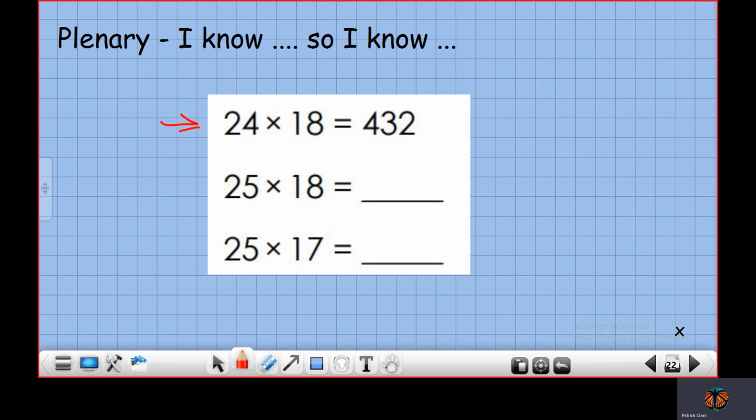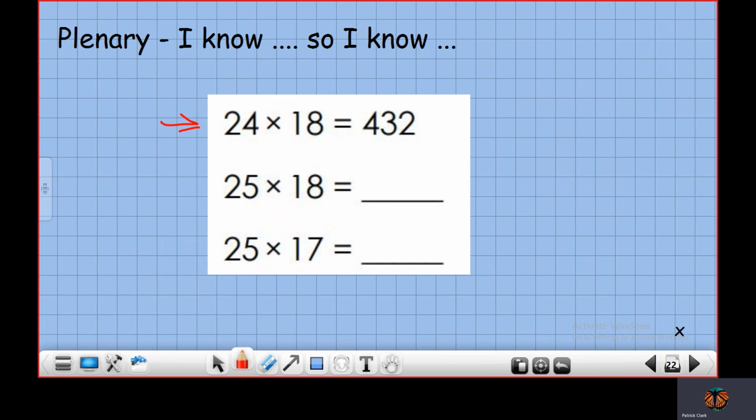Can we work out these other 2 facts from this? Using 24 times 18, can you find 25 times 18? And then can you find 25 times 17 from that? Pause the video now, see if you can work it out without my help. What do you notice? What could you do?